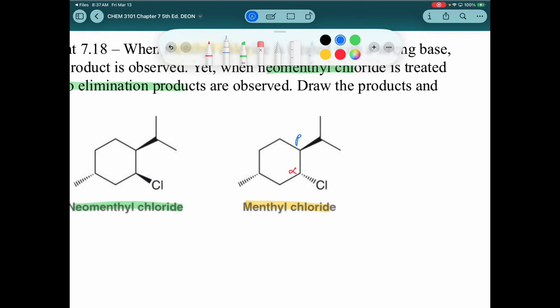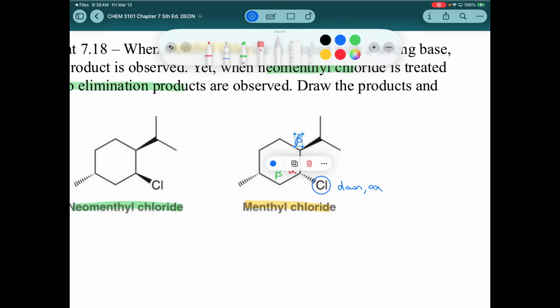Let's label our beta carbons. I'm going to use two different colors because these beta carbons are different from each other. Now, if we want to pretend like there's going to be an elimination reaction that could occur, and they told us there is at least one, that would mean that this leaving group, which is down, has to be down in what? Whatever's participating in the E2 reaction has to be what every time? Axial. So that would mean this is down in axial.